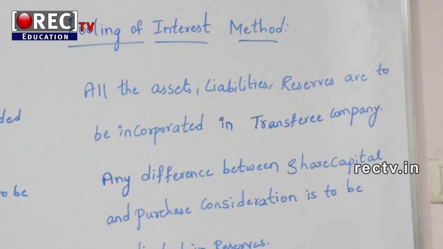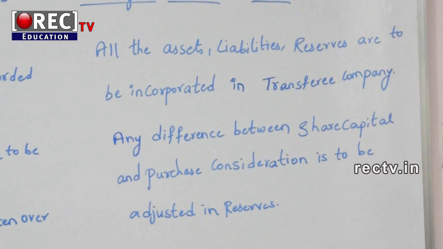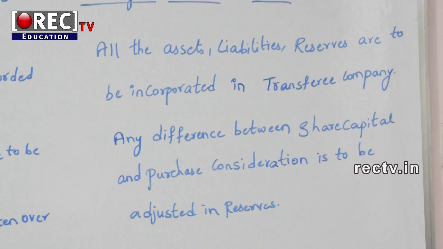To account for the amalgamation in the nature of merger, we follow the pooling of interest method. Under merger, we have already seen the 5 conditions. One of those conditions is that all the assets and liabilities in the balance sheet of the selling company are to be transferred to the purchasing company. The same point is there under the pooling of interest method. So all the assets, liabilities and reserves of the selling company are to be incorporated in the purchasing company at the book values.